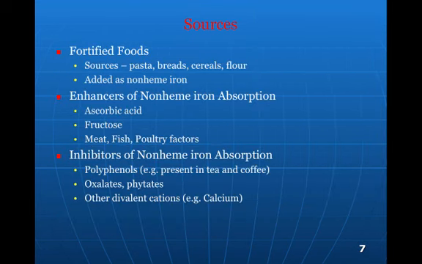Sources. Some good sources of iron or significant sources of iron. Well, fortified or enriched foods, things like pasta, bread, cereals, flour, have iron present, and it is added as non-heme iron. It'll tend to be in something like ferrous sulfate or some other salt form of iron. It's not bound to heme, and I think it's because heme is less stable in a supplement. So they put it in as elemental iron.